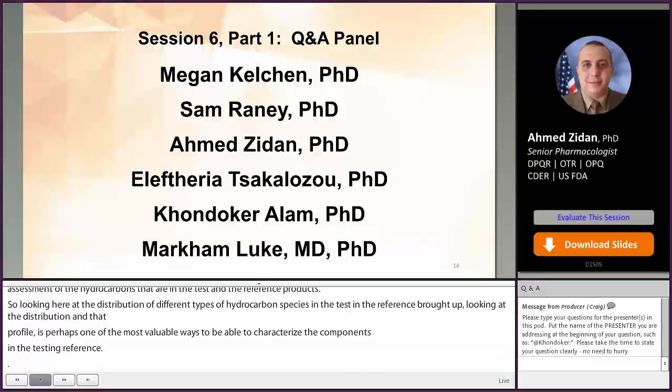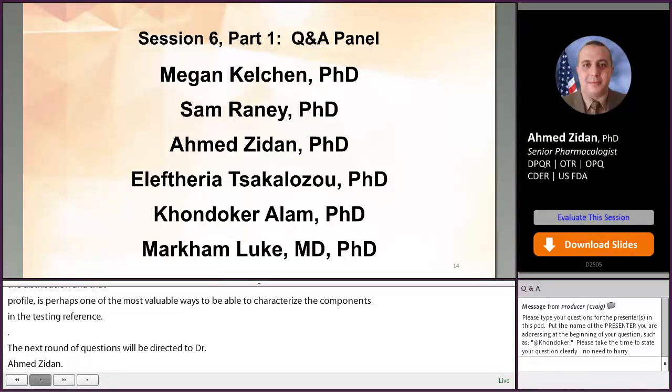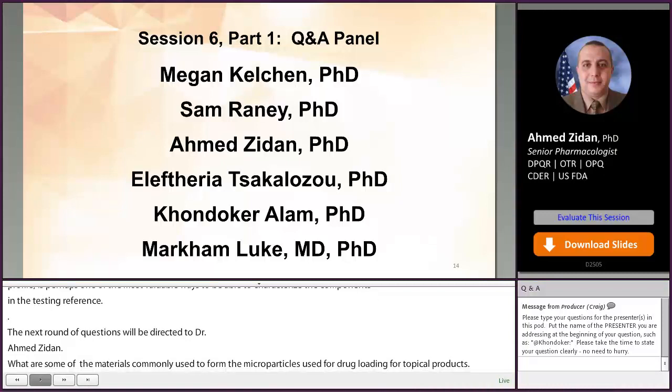Zidan. What are some of the materials commonly used to form the microparticles used for drug loading for topical products? Do certain materials offer certain advantages over others, or is the choice of material primarily driven by characteristics of the API with which the microparticle will be formulated?